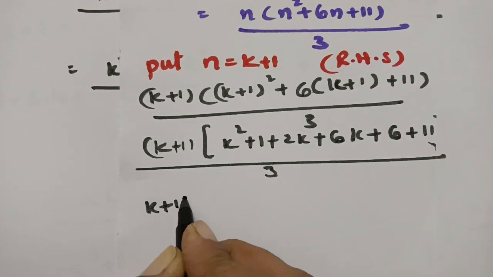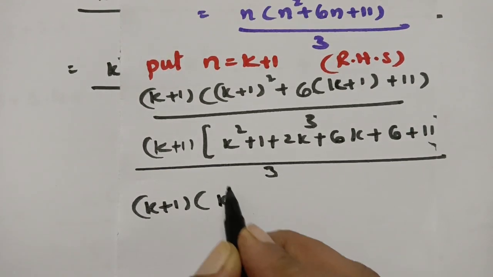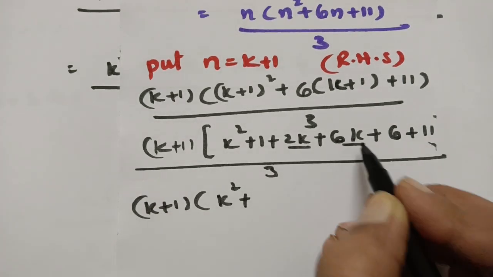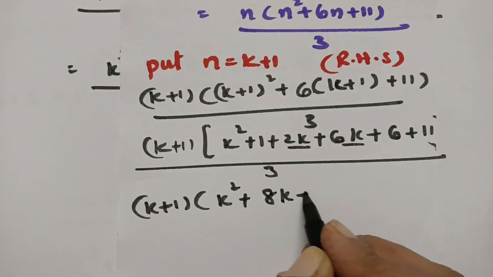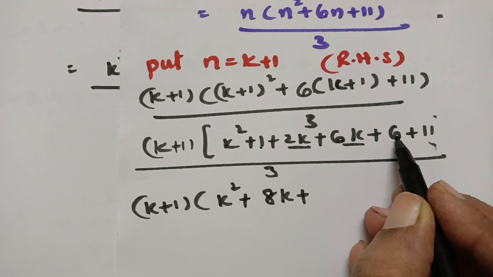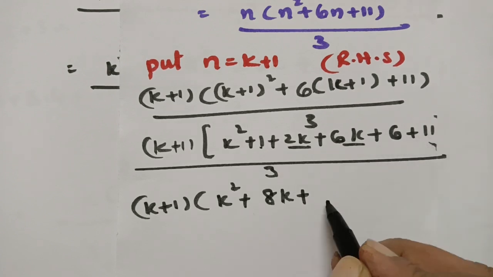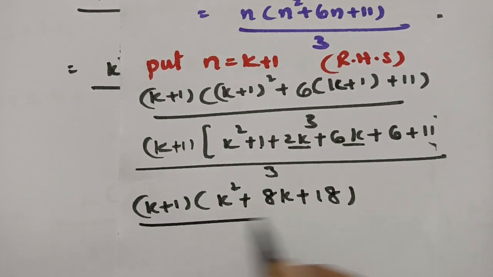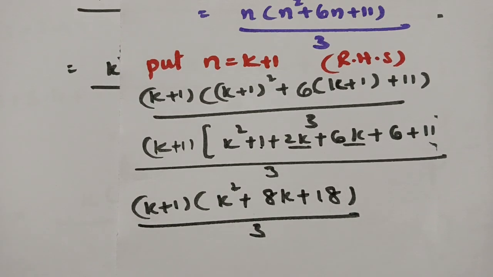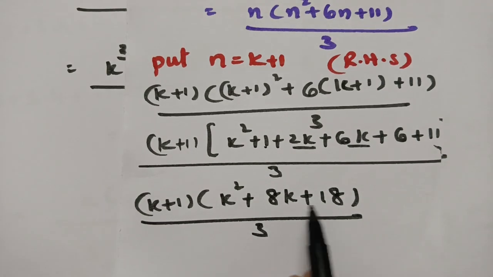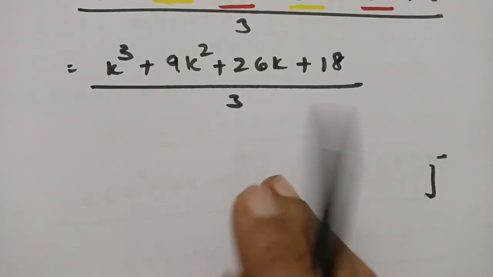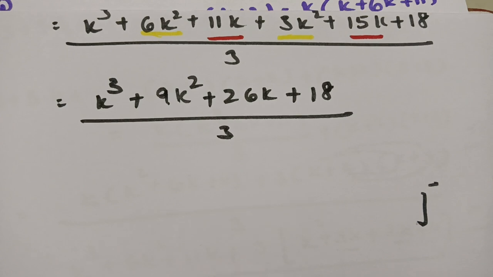And the next one here, this will be k plus 1. So this is k square. If you see, this value is 8k plus 1 plus 6 is 17 plus 1, so this is 18 by 3. See here, keep it as a secret. And next one we need here k square 8k plus 18. So here also we have this one.